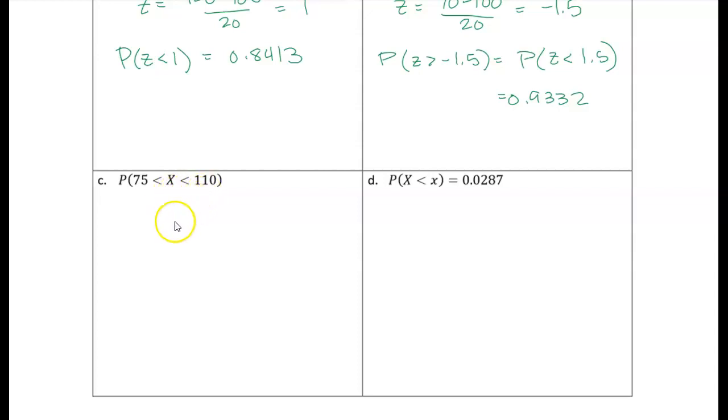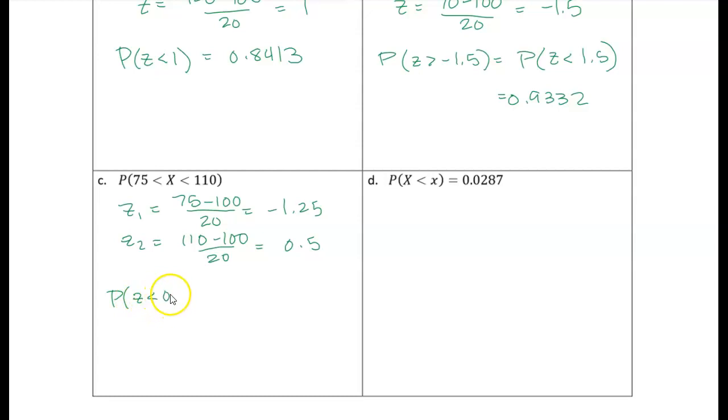All right, so let's look at a case where we're trying to find the probability between a couple of values. I'm just going to calculate the z-score for each one of those. So the z-score for 75 would be 75 minus the mean, which is 100, over the standard deviation, which is 20. And so I got a minus 1.25. The other z-score, corresponding to 110, is 110 minus 100 all over 20, which gives me 0.5.